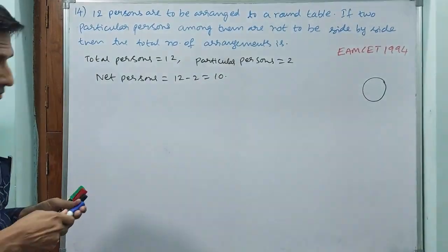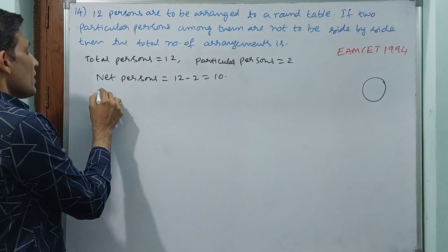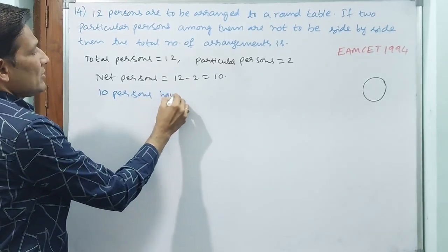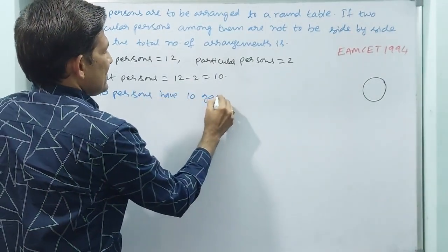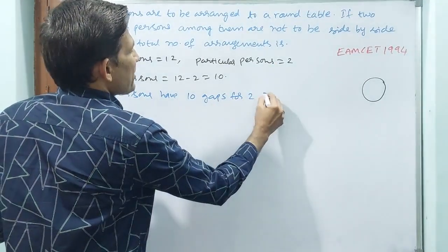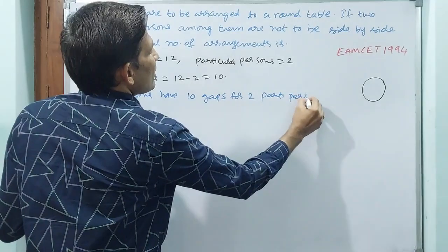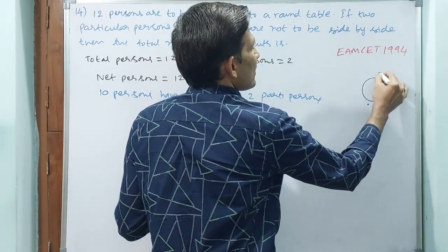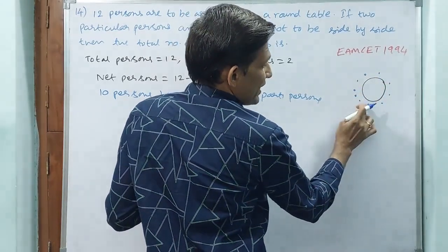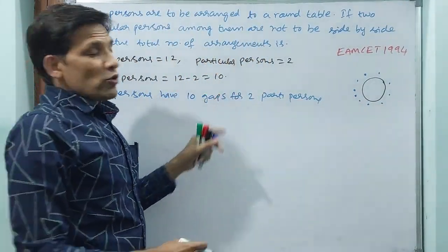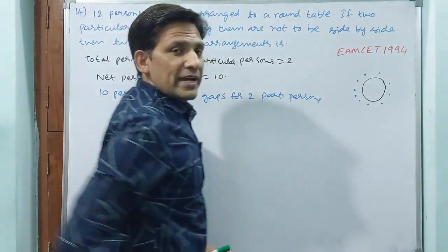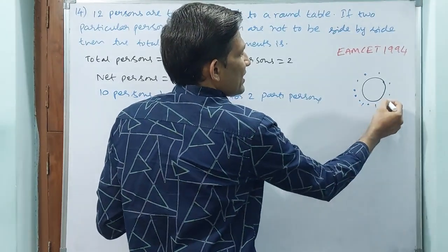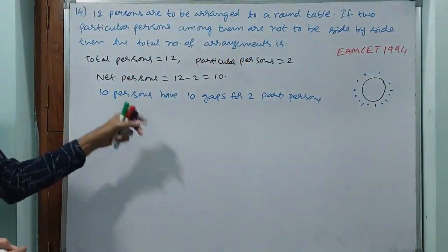Now see what I am doing. 10 persons have 10 gaps for the 2 particular persons. Definitely okay. Why? Because 10 persons are there, like 1, 2, 3, 4, 5, 6, 7, 8, 9, 10. If you don't keep space in between, then these 2 persons are going to sit side by side, which should not be there. So 10 gaps are there for 2 persons.